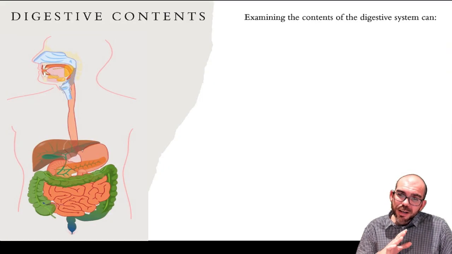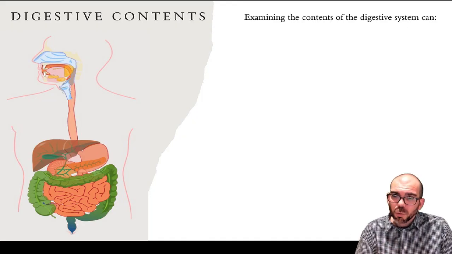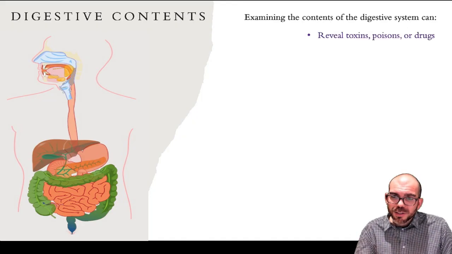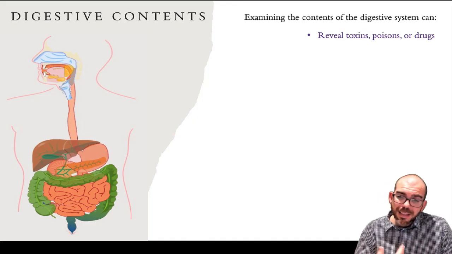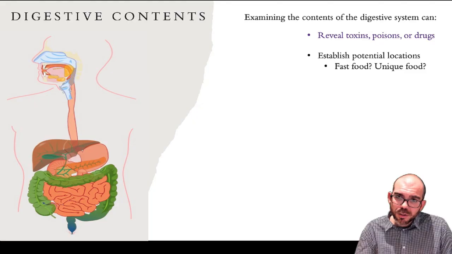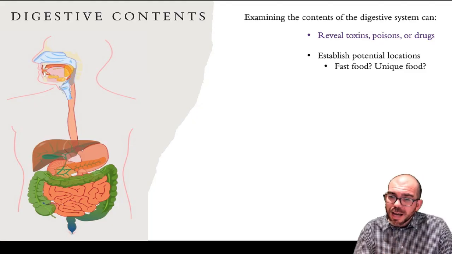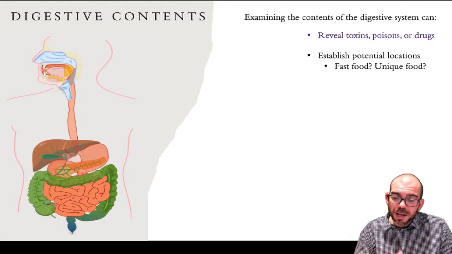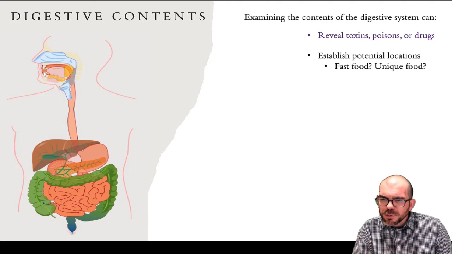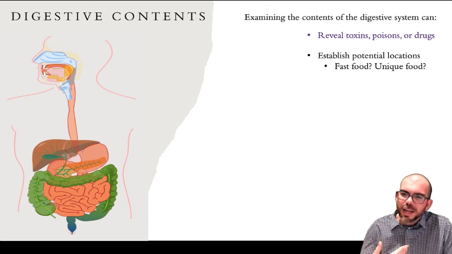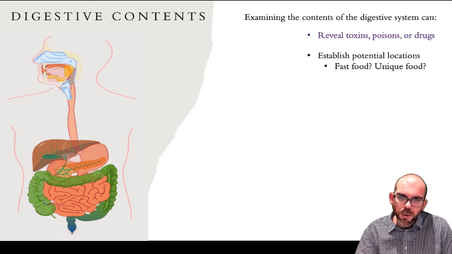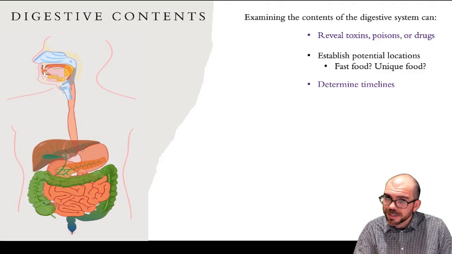We can also use the digestive system to give us insight into when a person died and why. Examining the contents, I could see if maybe there's a toxin, a poison, or drugs in that person's digestive tract that could have led to their demise. And I can also establish potential locations and past behaviors. If I find specific fast food or unique foods, that could tell me where that individual was before they passed away. I can also determine a timeline.